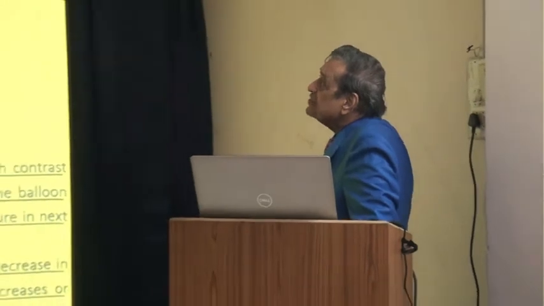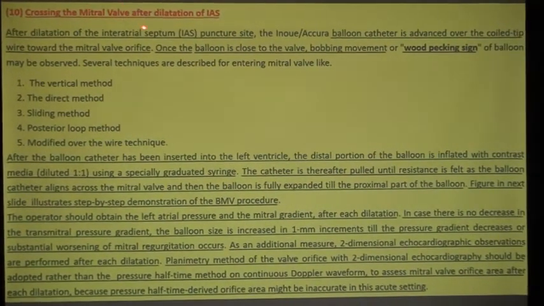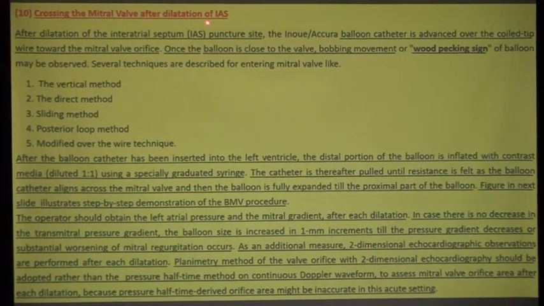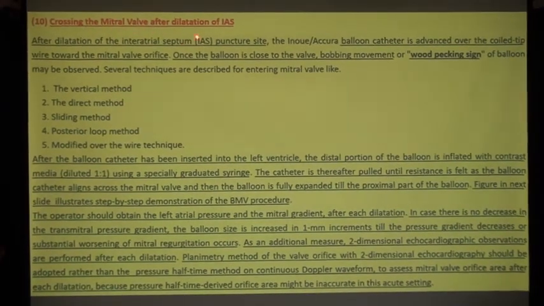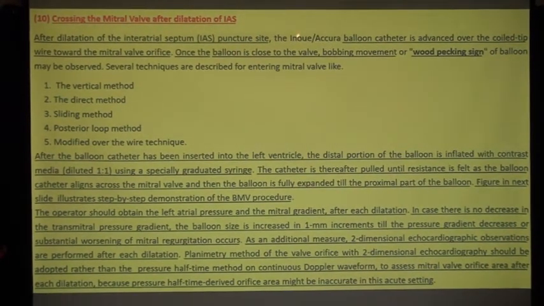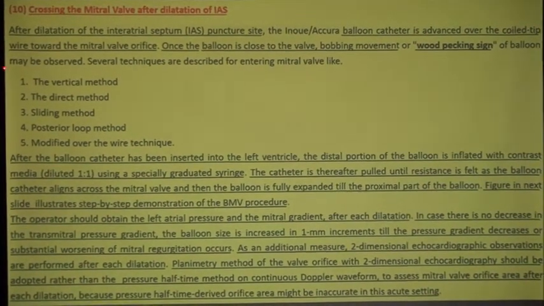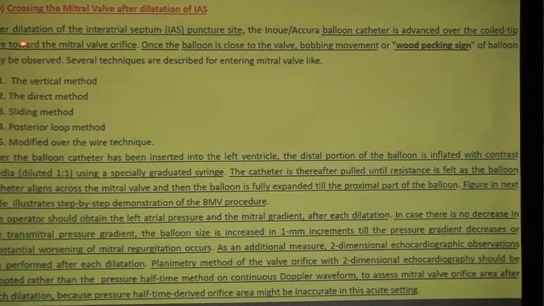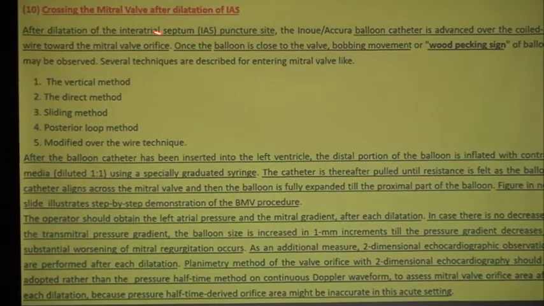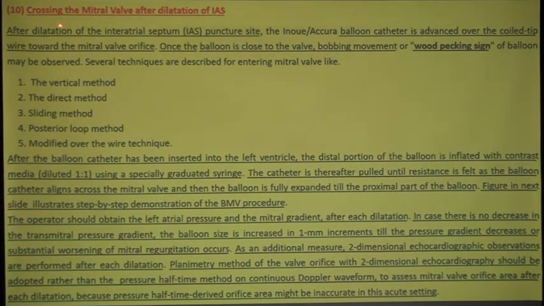Now we have come to crossing the mitral valve. Crossing the mitral valve after dilatation of interatrial septum. So, after dilatation of the interatrial septum puncture site, balloon catheter is advanced over the coiled tip wire toward the mitral valve orifice. How will you find that it is mitral valve?